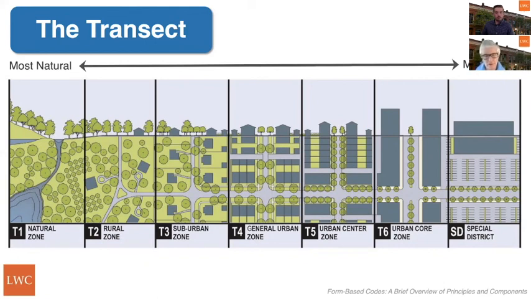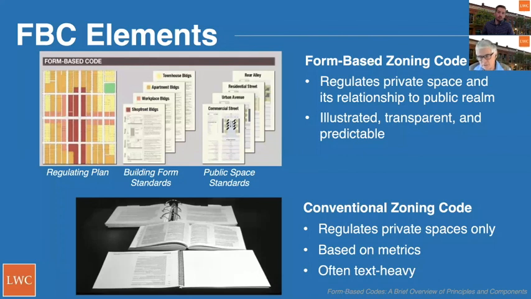And then in between, we have different characters of places based on the intensity of urbanism and the character of that urbanism, like a main street in T4 general urban zone, and in the T3 suburban zone, primarily residential, but all within a walkable context. We may land up with special districts too for things like university complexes or high school campuses. So the regulating plan is based on the transect, and the regulating plan is the equivalent of the zoning map. And you can see it on the top left portion of this slide.